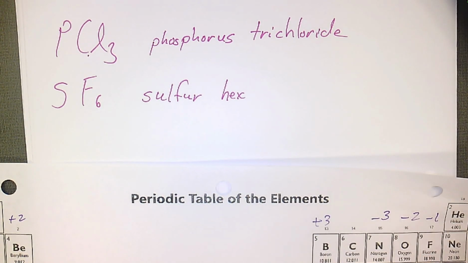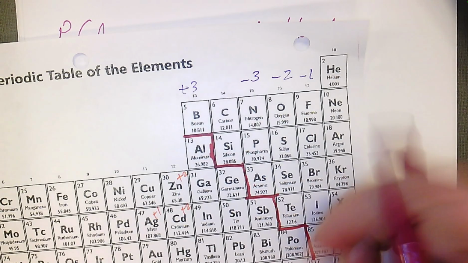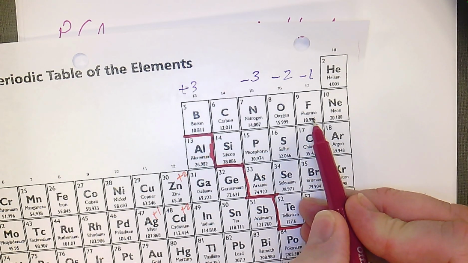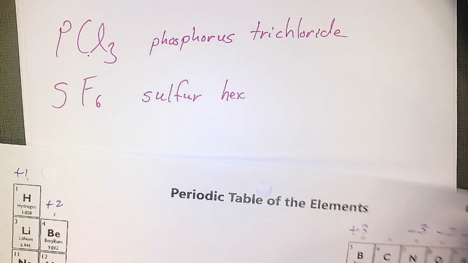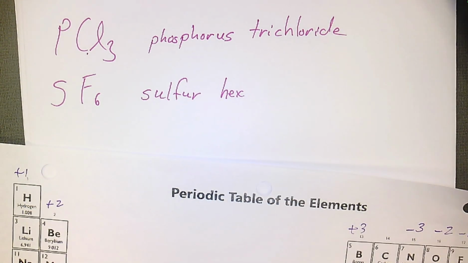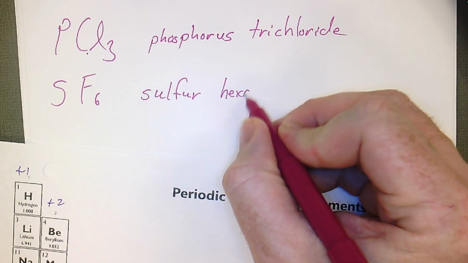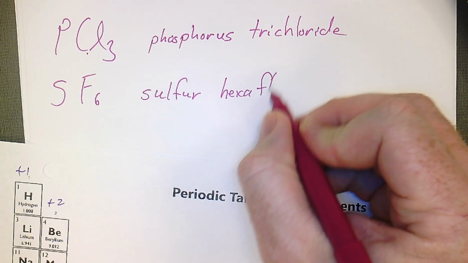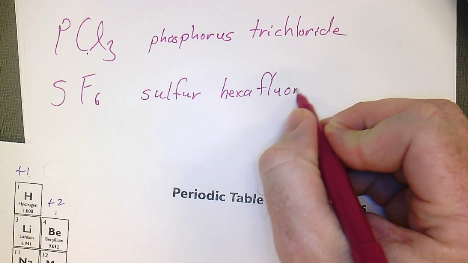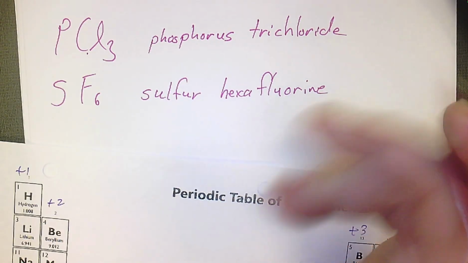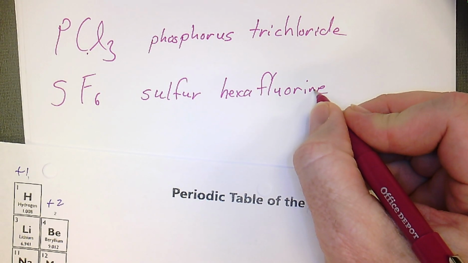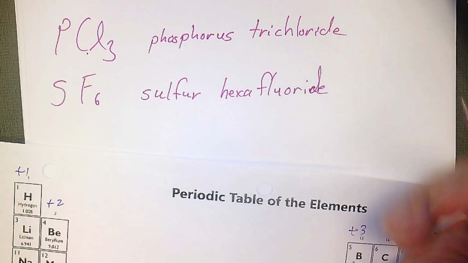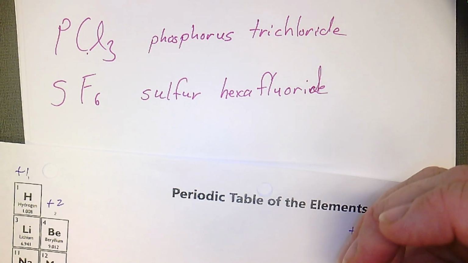Also, be very careful with fluorine. Fluorine is FLUO, not FLOU. FLOU is flour. This is fluor. So hexa, fluorine. Sulfur hexafluor. Oh, sorry. What do we change the N to? I almost messed up. Sulfur hexafluoride.